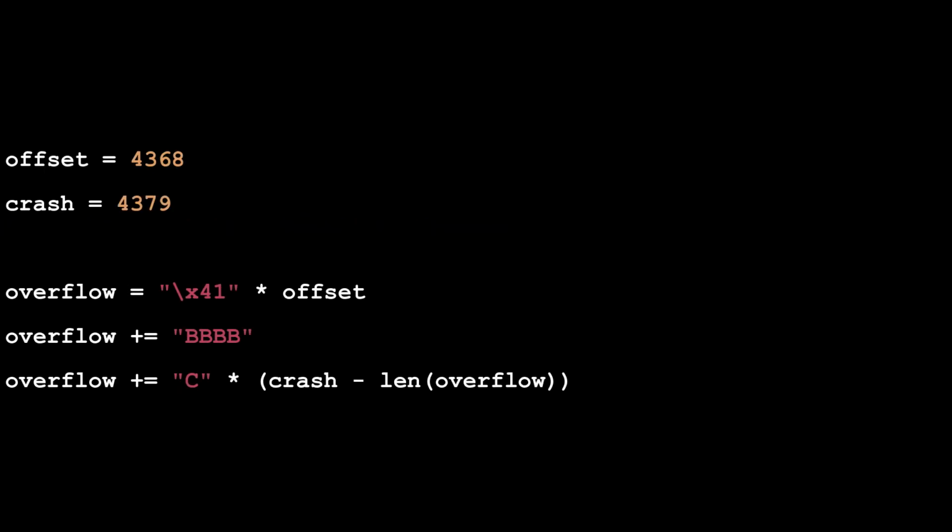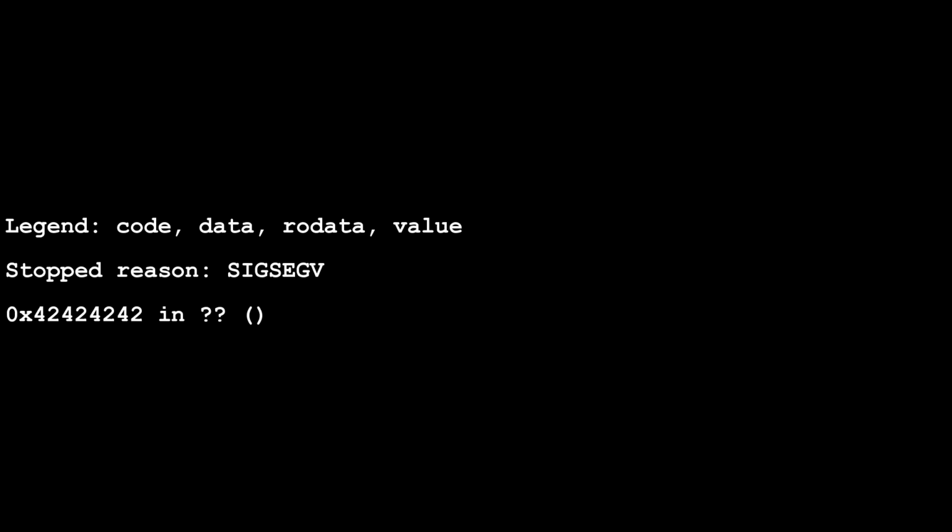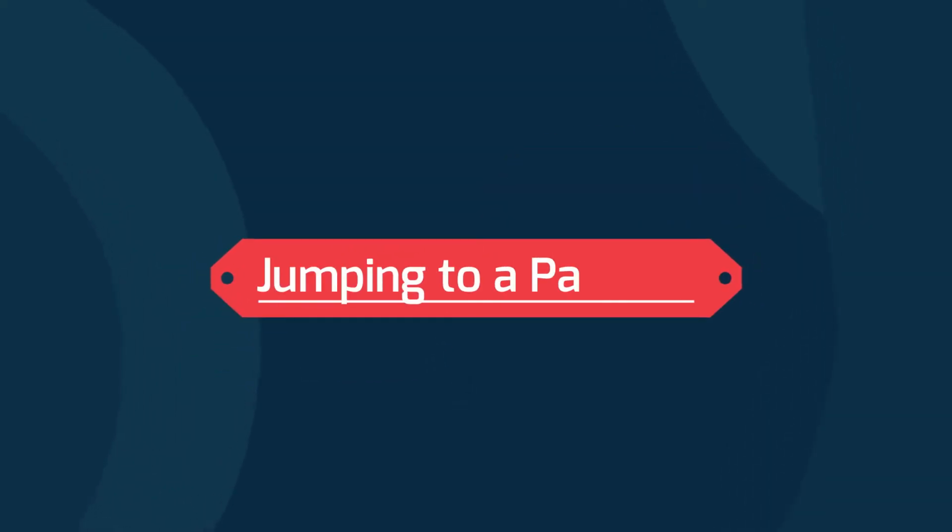Finally, I attempted to verify the EIP overwrite with a string of B's. As EIP was now overwritten with 42424242, I knew that I had the proper offset value.